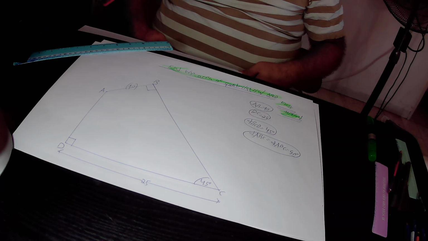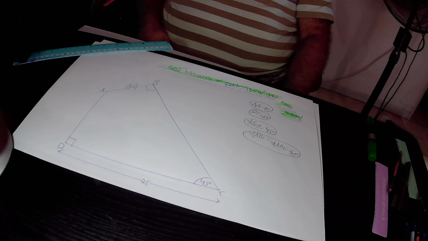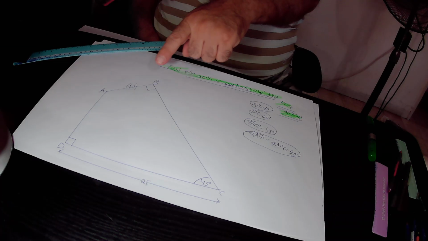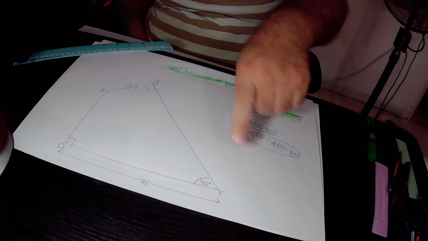So, first of all, we will do a construction. That is to say, from point B, we will draw a perpendicular on DC.